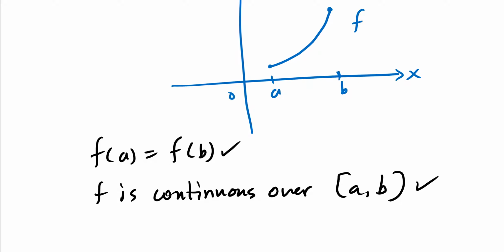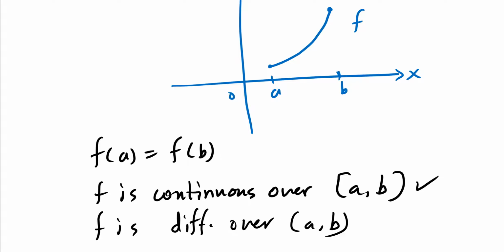So it's continuous and differentiable. F is differentiable over the open interval AB. But it's not. F of A does not equal f of B.